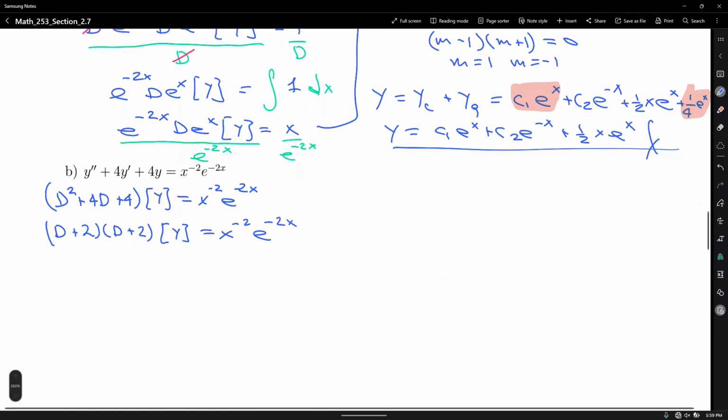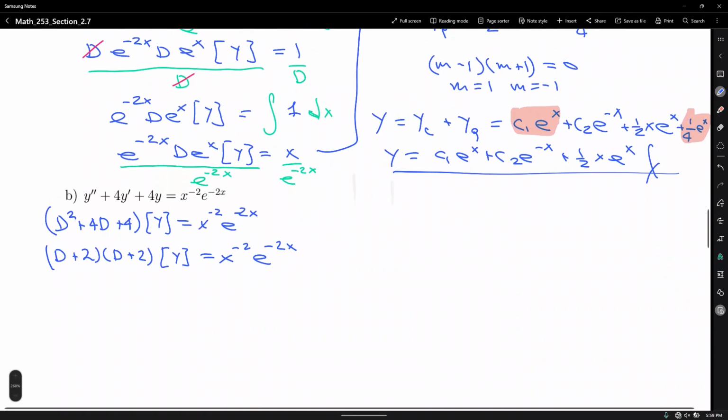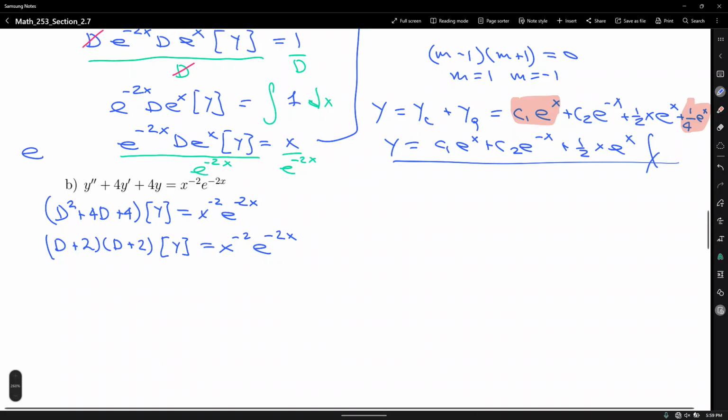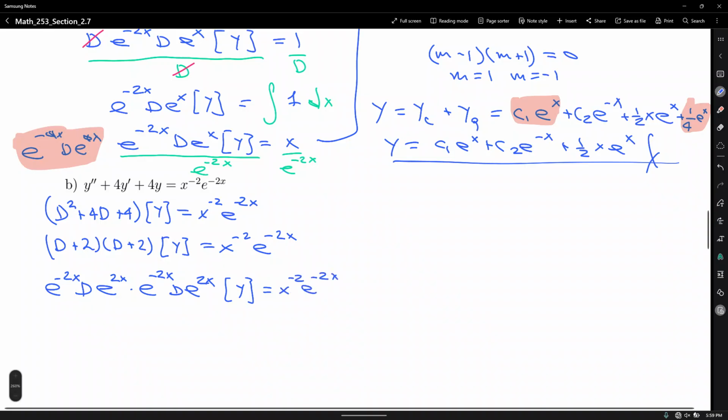For the first operator, again, the operator e to the negative ax D e to the ax. This is our operator. Again, let's use it. For a equals 2, we're going to have e to the negative 2x D e to the 2x times the same, e to the negative 2x D e to the 2x, all of this acting on the function y equals x to the negative 2 e to the negative 2x. Okay, so let's simplify whatever we can.